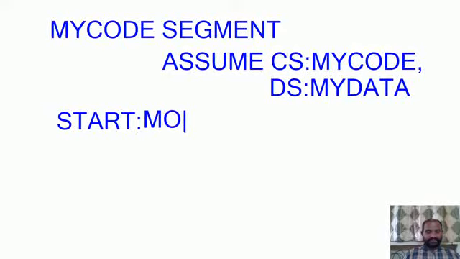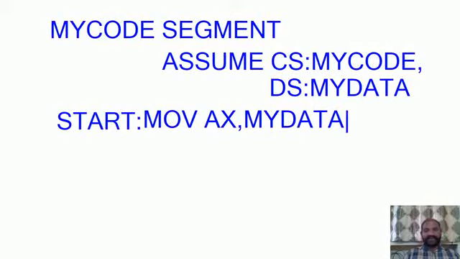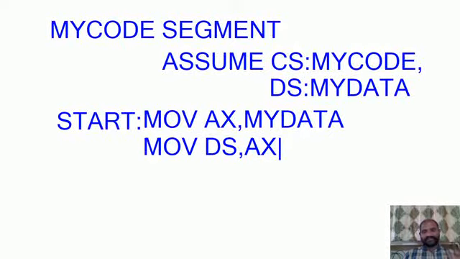I'm simply writing MOV AX, my data. My data is a name assigned to a memory location. That address is going to be copied into the AX. Now from the AX we are supposed to load into the DS: MOV DS, AX.